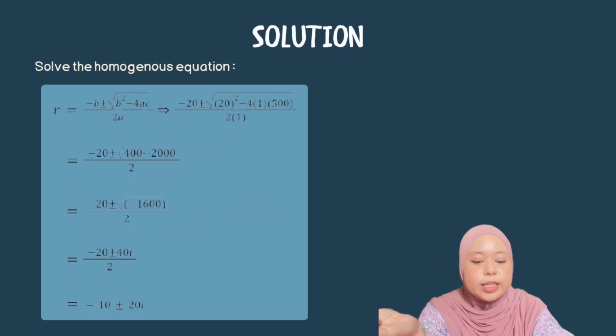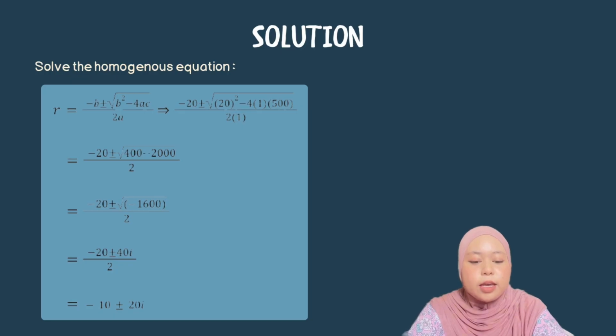We put in all the numbers. Negative 20 plus or minus the square root of 400 minus 2000, all over 2. And this simplifies to r equals negative 20 plus or minus the square root of negative 1600, over 2.